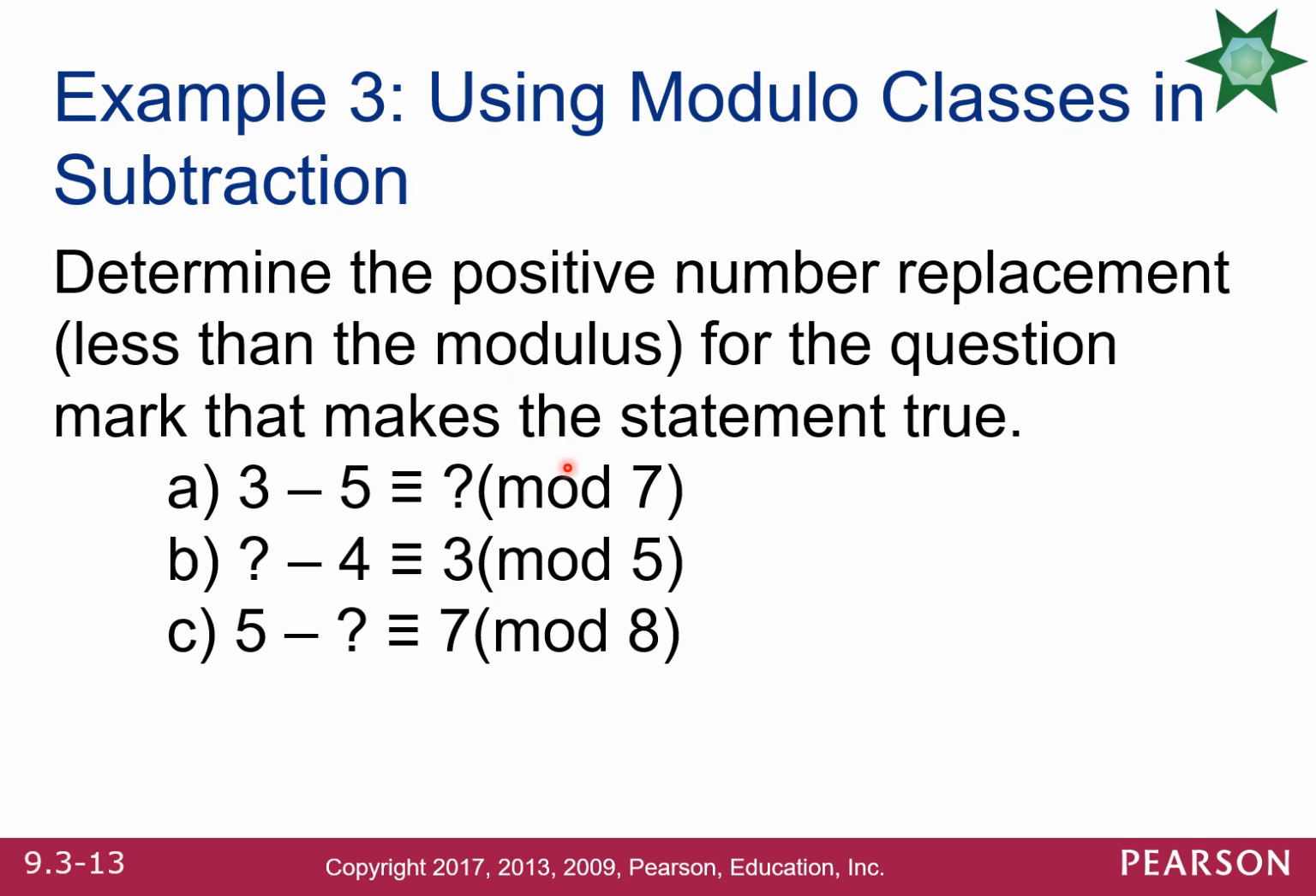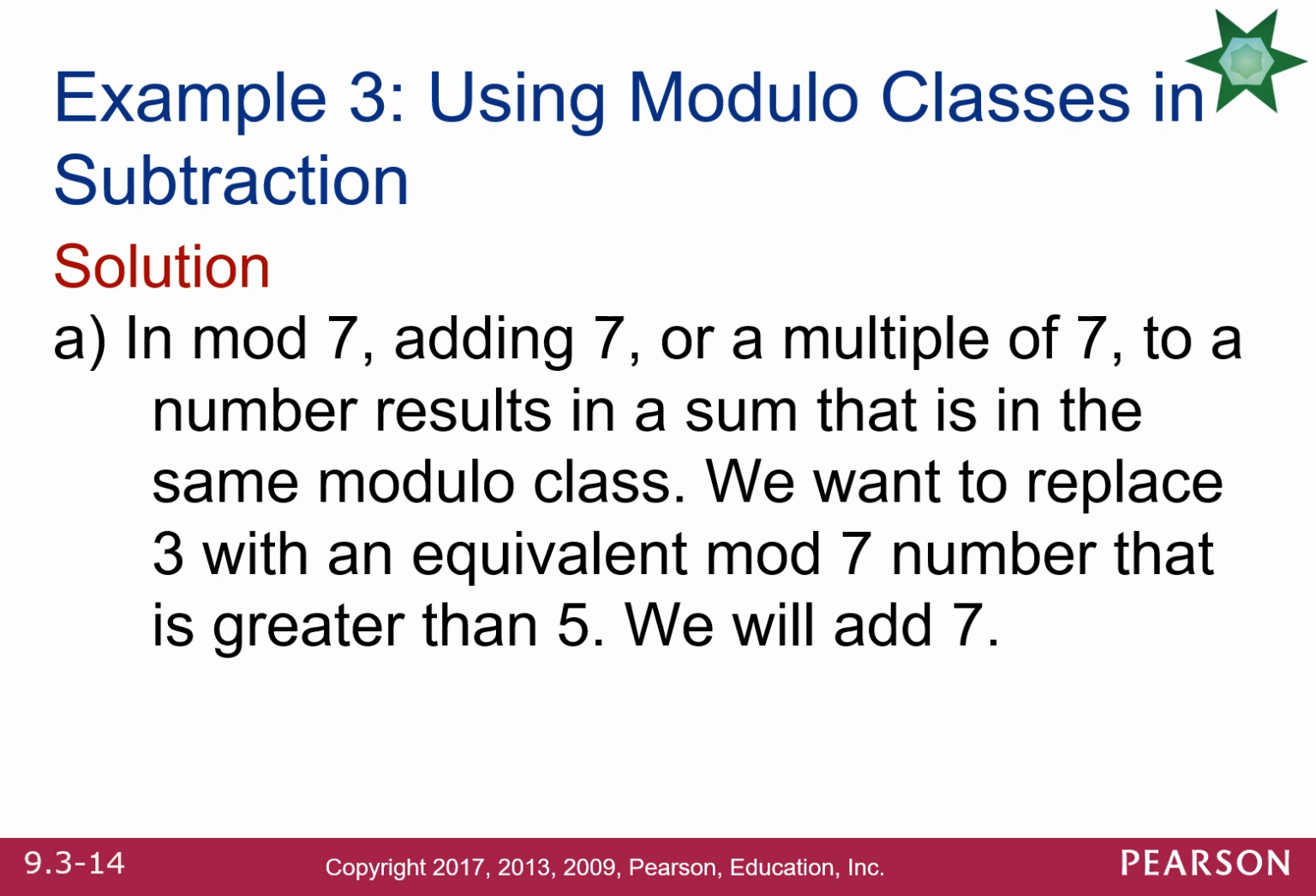I'm going to go on to the next slide and go through each of these expressions one by one to see how to find the value of the question mark that they are looking for. All right. So let's go through the explanation on how we should be going about solving this problem. But let me first write the question that we were dealing with. It was 3 minus 5 is congruent to what mod 7, right? That was the question, and the exercise was to replace this question mark with a positive value.